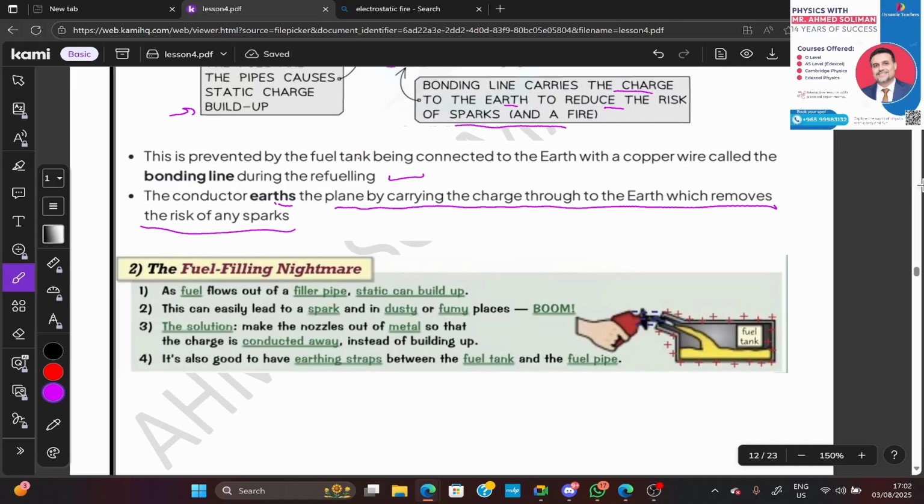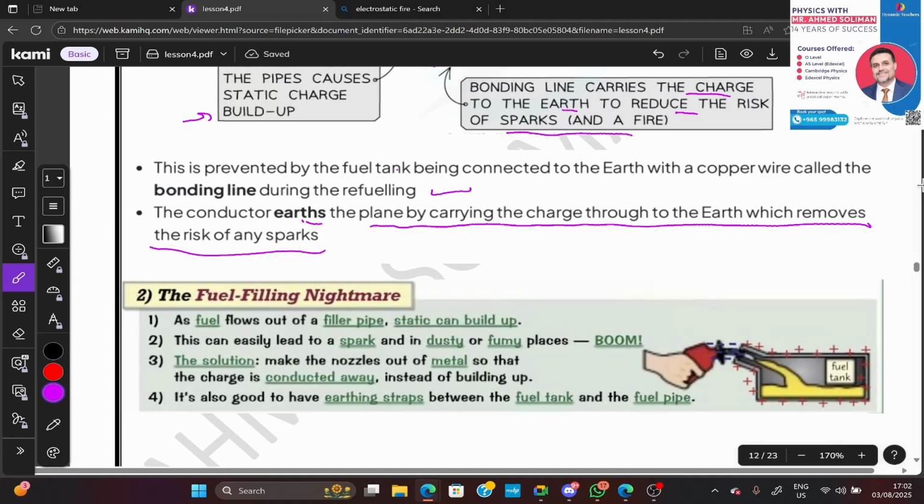Finally, we have this example, filling in the missing places. So can you read it? Number one. As fuel flows out of a fuel pipe, static can build up. This can easily lead to a spark, and after a few places, boom. The solution: make the nozzles out of metal so that the charge is conducted away instead of building up. It's also good to have earthing straps between the fuel tank and the fuel pipe.